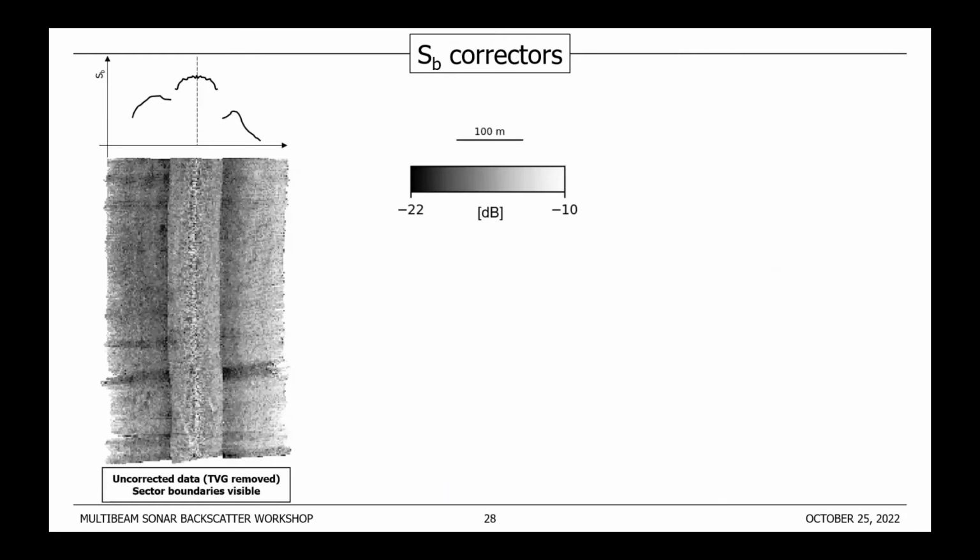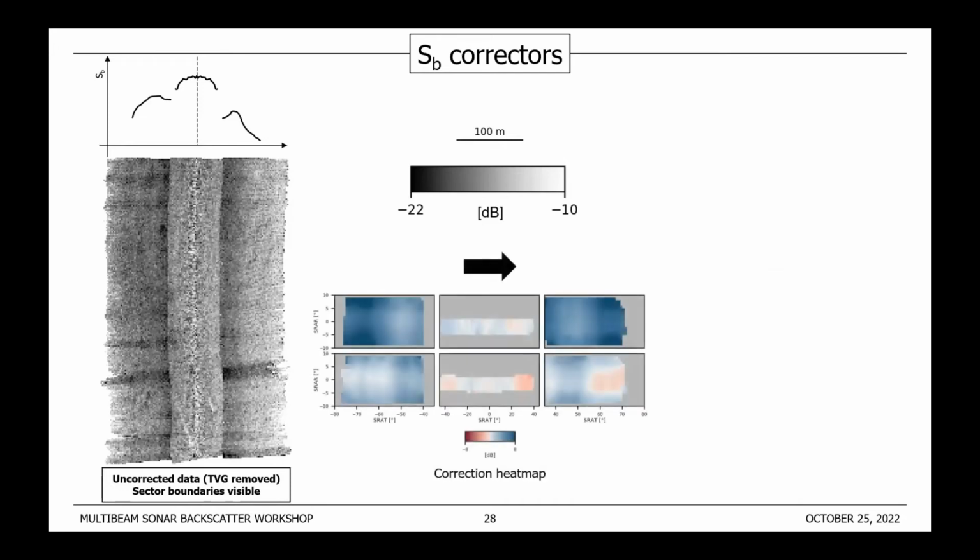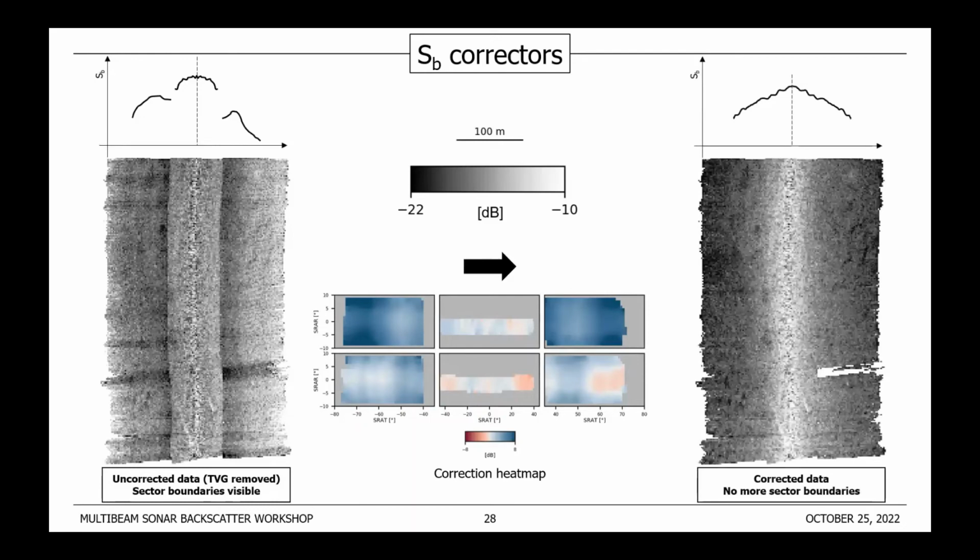Now we can look at the same data, but now in more of a mosaic format. The uncalibrated data is what is showing up right now. You can see the sector boundaries, and you can also see some strange artifacts over here. But when we apply the same correction heat map I showed you before, these strange artifacts, which were associated to yaw stabilization, disappear, and our sector boundaries also go away.